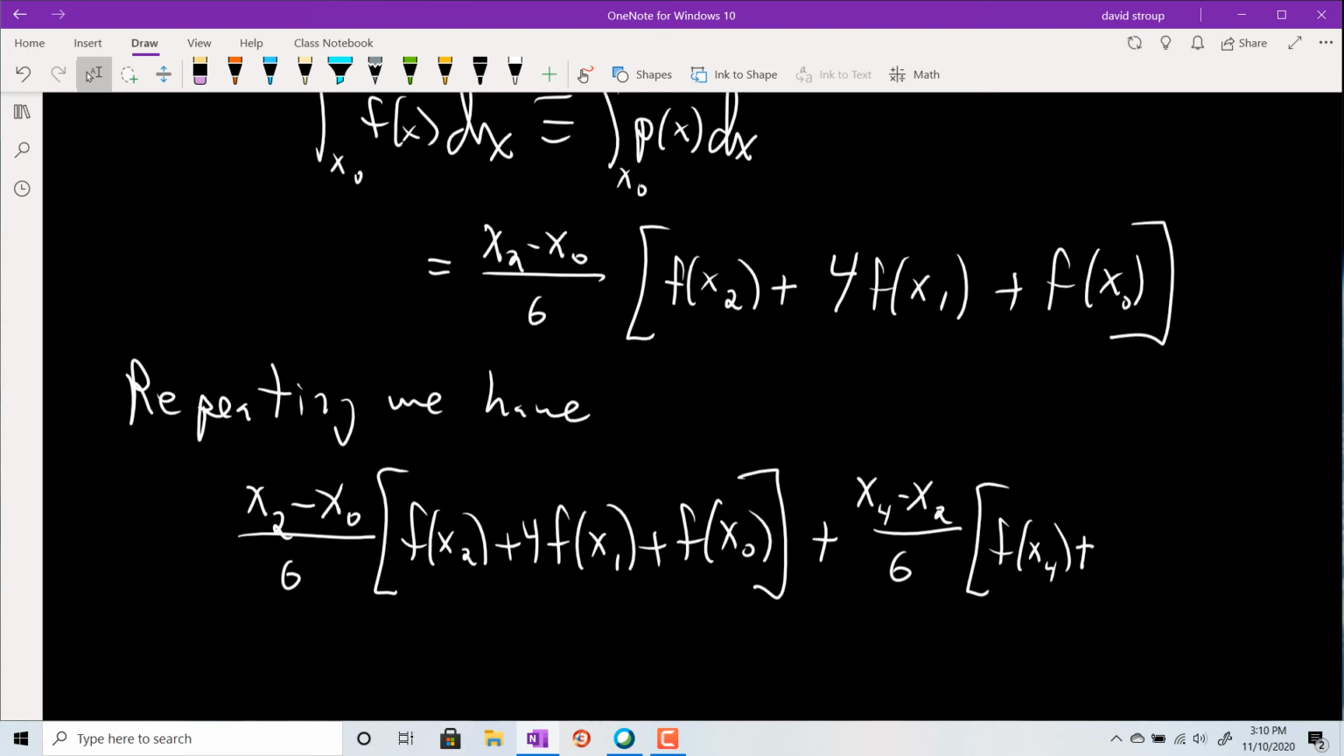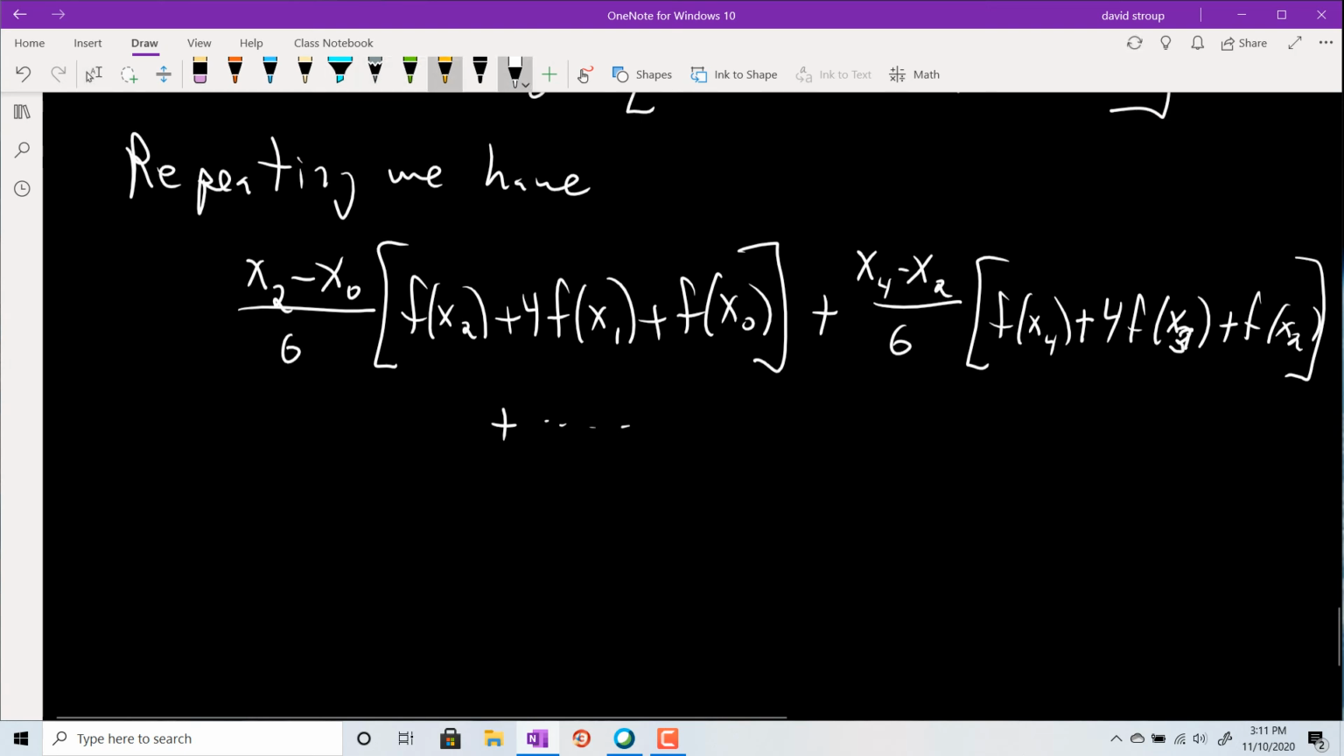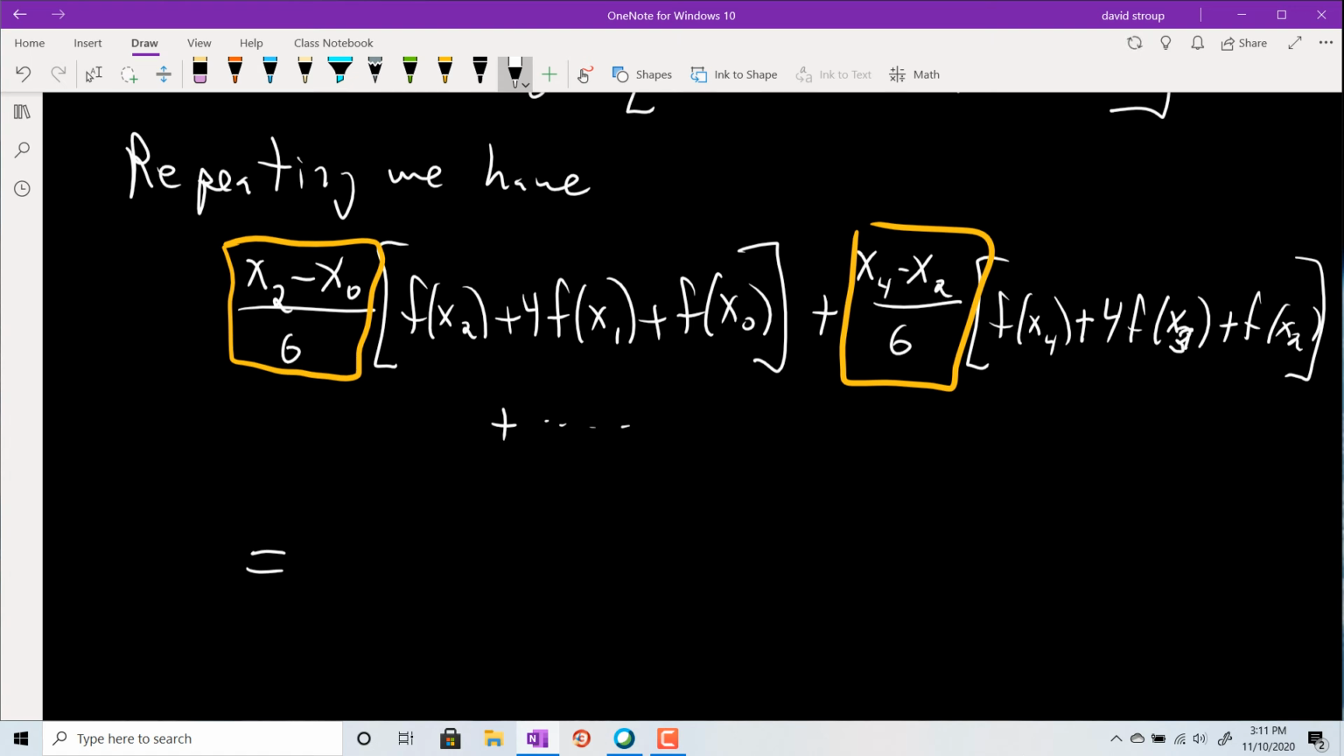plus 4 times f of x sub, whoops, shoot, which one am I on? 2 to the 4, so 3. This should be 3, sorry. f of x sub 3 plus 1 times f of x sub 2. And then it would go on and on. Okay, so these terms up in front are going to be the same, right? The same distances. So we could kind of factor that thing out of the whole sum. And in general, because we have equidistant intervals, it's just always going to end up being b minus a all over 3 times n.